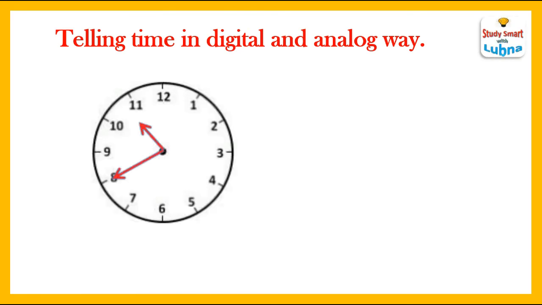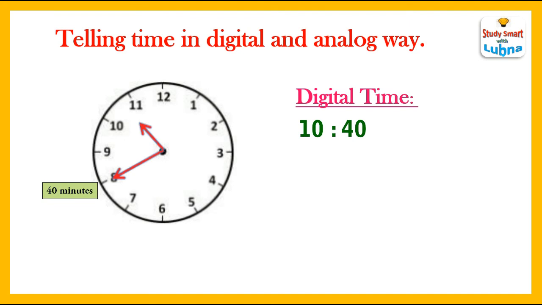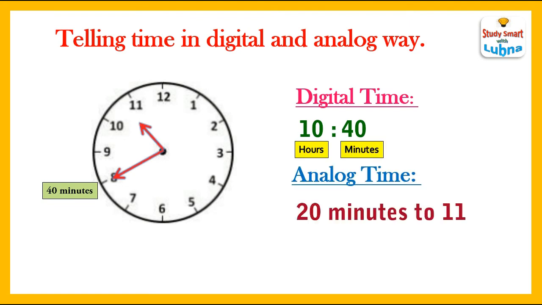In this clock you can see the small hand, the hour hand is in between 10 and 11 or slightly above the 10. So right now the time is 10 hours and the big hand, the minute hand is at 8. It means 40 minutes. So the digital time is 10 hours and 40 minutes and the analog time is 20 minutes to 11.